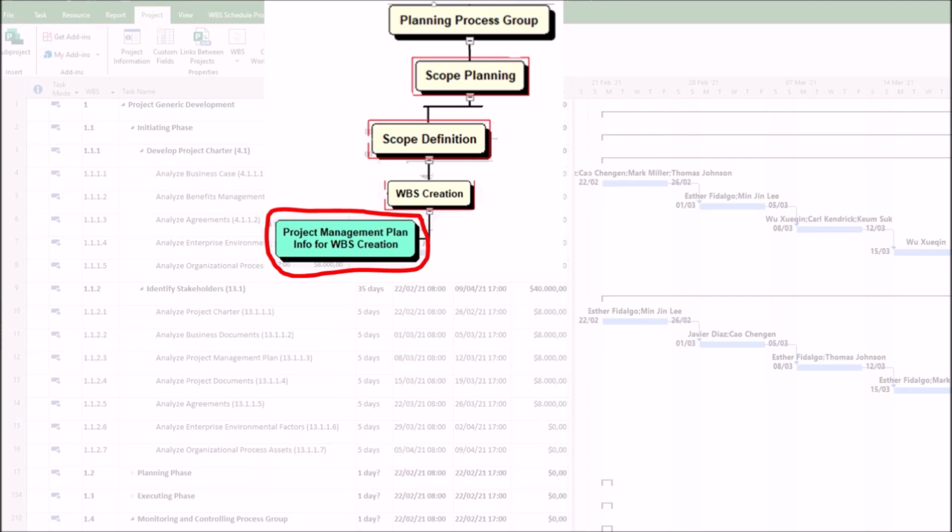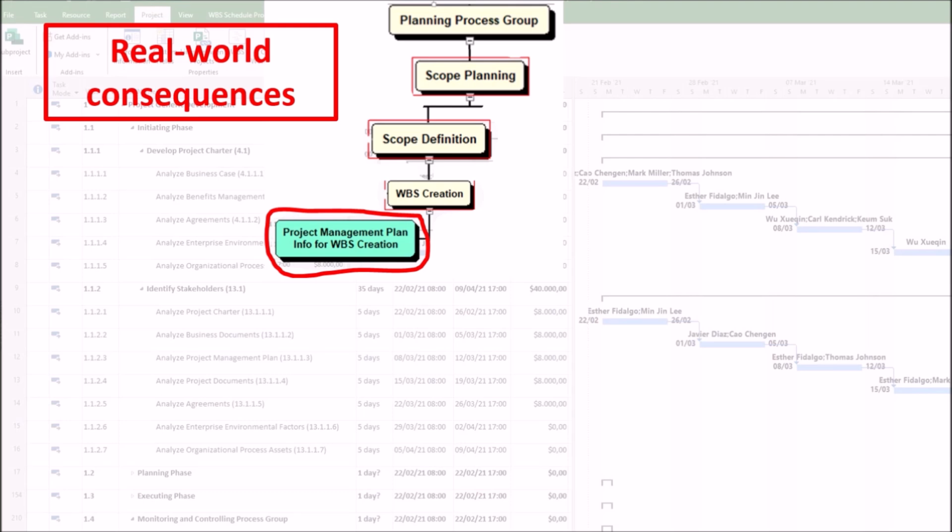In conclusion, the project management plan is essential to the Create WBS process because it ensures the WBS is structured in a way that supports all aspects of project execution, control, and delivery. Consequences of ignoring the project management plan in WBS creation. First, you may have misalignment with project objectives and constraints. Second, incomplete or incorrect decomposition of deliverables. Third, difficulty in tracking progress due to poor work package definitions. Last, integration issues with schedule, cost, and risk management.